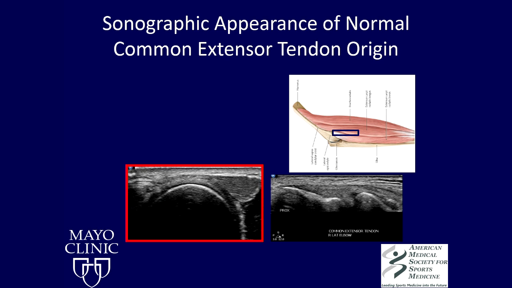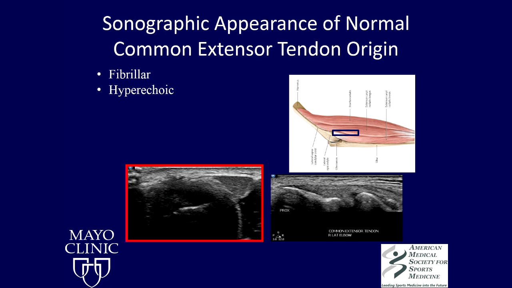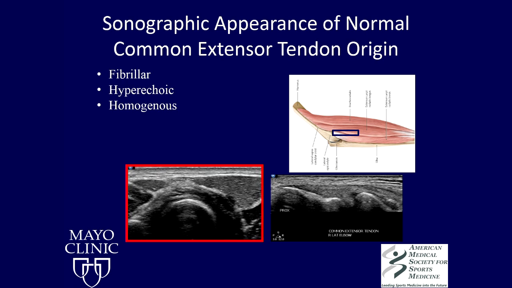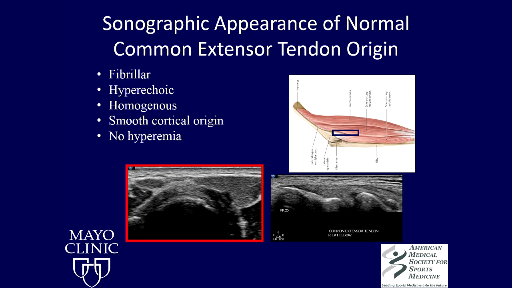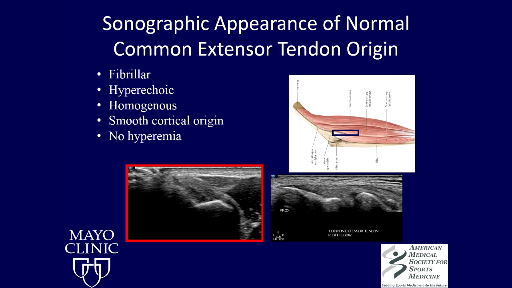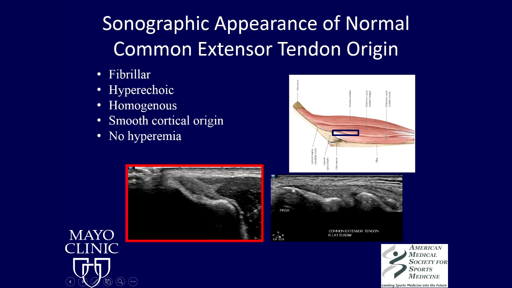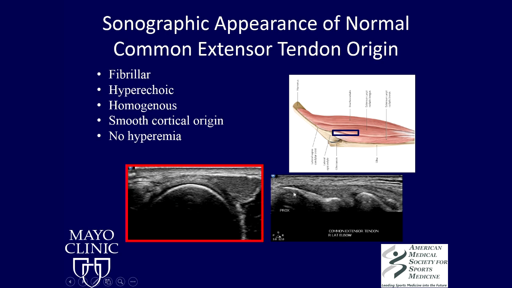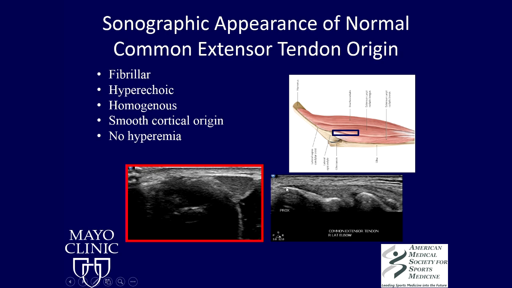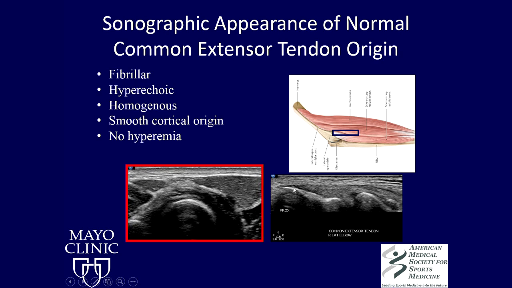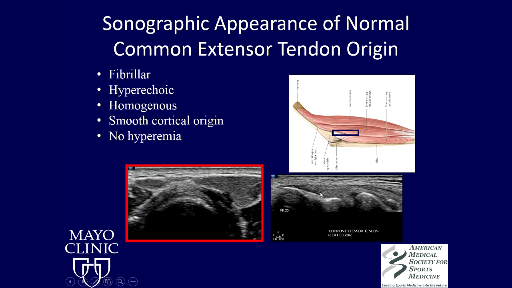So after I look at these in the long axis and short axis, what I'm really wanting to see is the architecture. It should be fibrillar, hyperechoic, and have a homogeneous appearance. The bony origin right in this region here in the long axis, so this is proximal, this is distal, and here is that common extensor tendon origin. The bone should be smooth and there shouldn't be any hyperemia within the tendon.